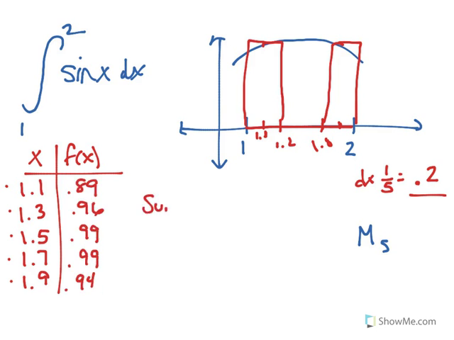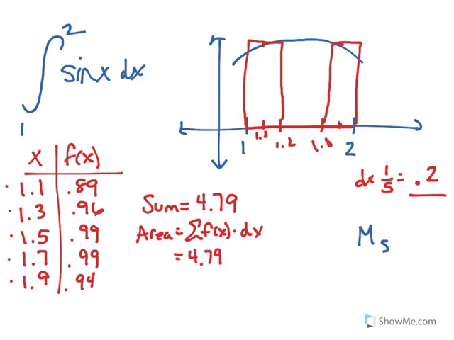The sum of all those is equal to 4.79. And each width is 0.2, so the total area equals the sum of all the f of x's times dx, which is 4.79 times 0.2, which is equal to 0.95. Your number may be off from there. As long as it's in that region, depends on where you round to. There is no perfect correct answer for that value.